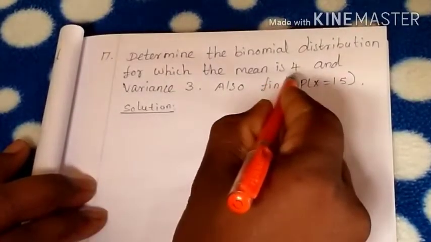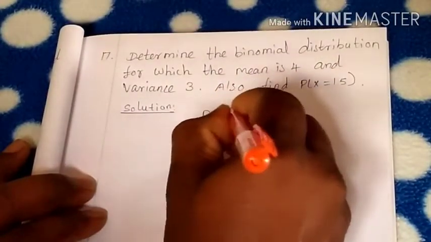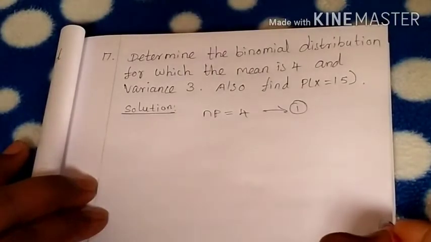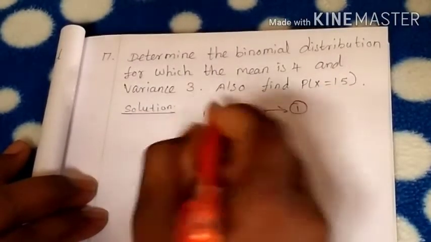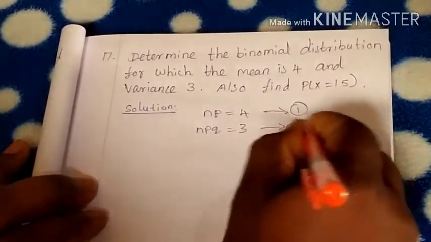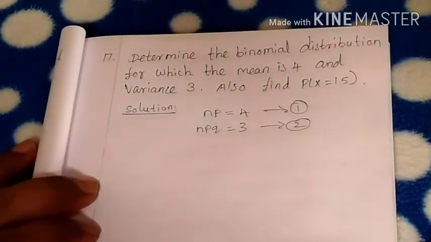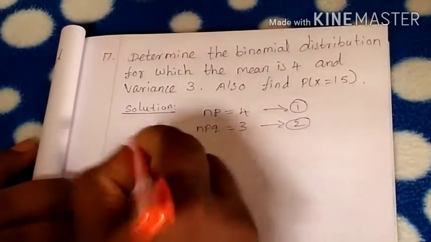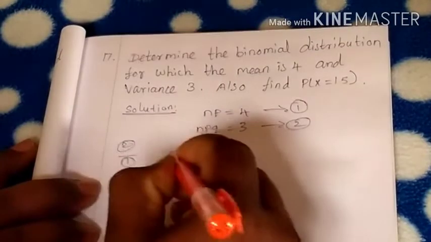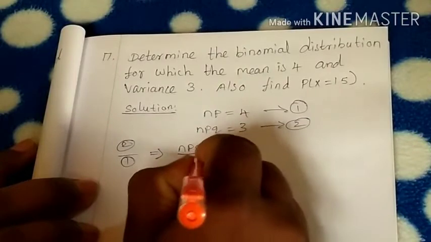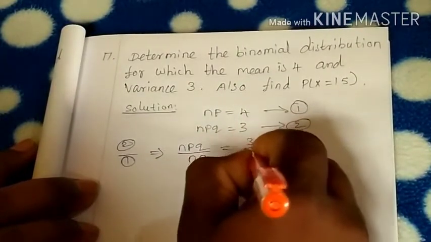Given mean is 4, that is np = 4. This is number 1, the given information. Okay, and variance is 3, that is npq = 3. This is number 2, directly given variance. Suppose standard deviation is given, take the square root of variance. So npq divided by np gives q = 3/4.